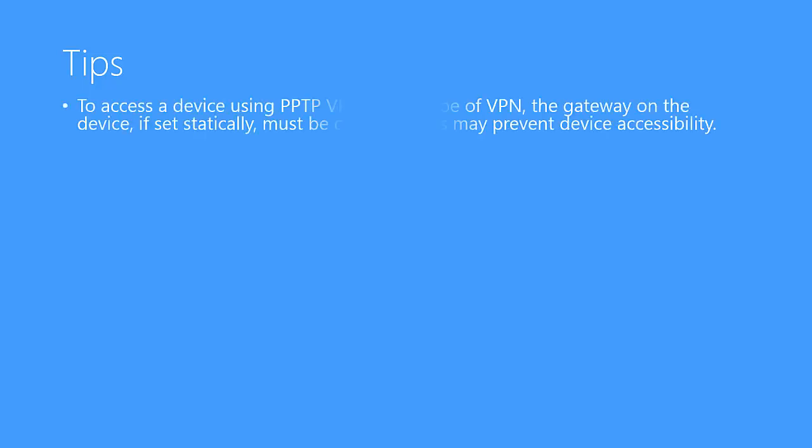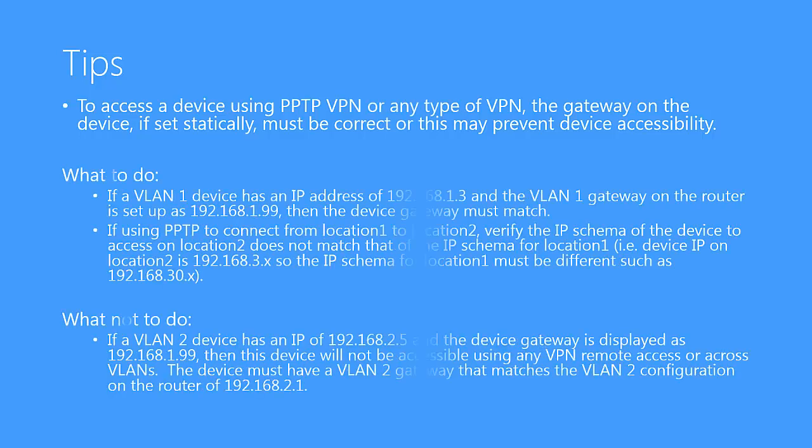Now, here are a few troubleshooting tips to be aware of when testing a PPTP VPN connection. First, it is so important to make sure that the gateway information on the remote device matches that of the router. For example, if the remote device has an IP address of VLAN 2 at 192.168.2.5, then the gateway must also be on a 192.168.2.x subnet. If this information is not correct, then the remote device may not be accessible.